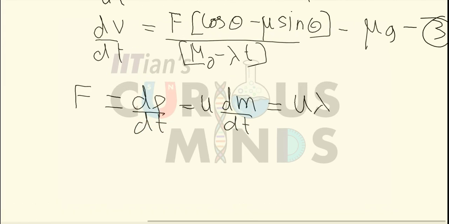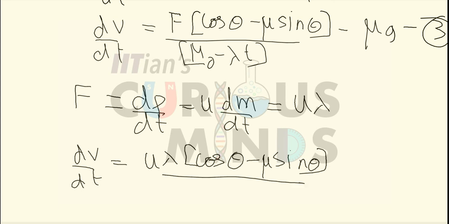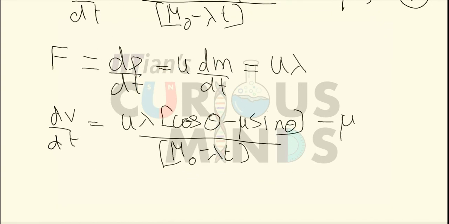So when I substitute over here, dv divided by dt will be equal to u lambda, not mu lambda, into (cos theta minus mu sin theta) divided by (m naught minus lambda t), minus mu into g. We could have substituted that later too.